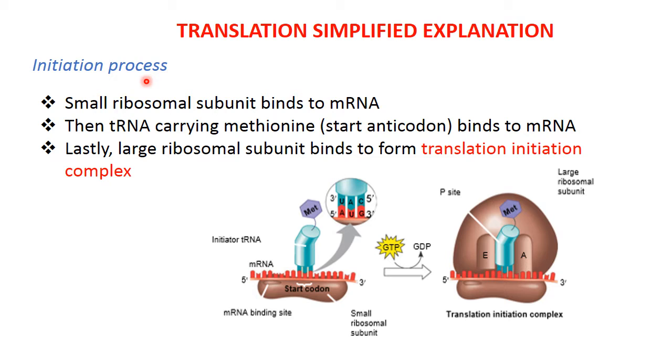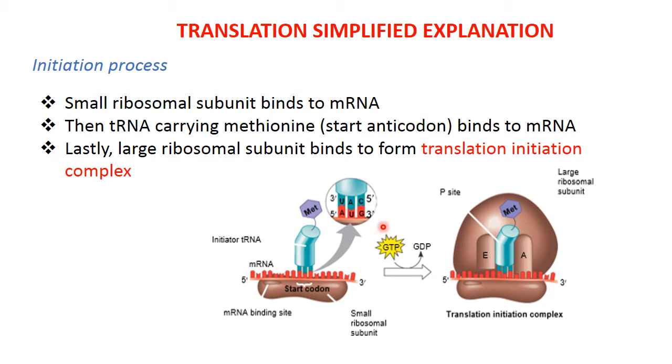So for initiation, what happens first is that we have the small ribosomal subunit, which moves when a protein is about to be expressed. The small ribosomal subunit moves through the mRNA, and then it binds to the place where we have the start codon. As you can see in this diagram here, here's where we have the start codon, and then the small ribosomal subunit will bind to it.